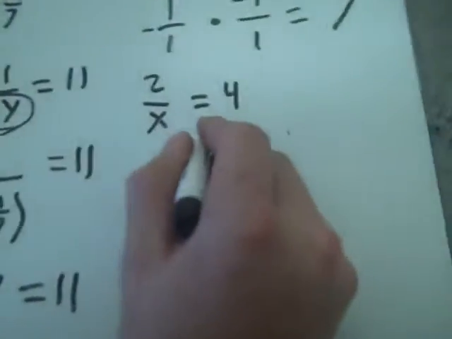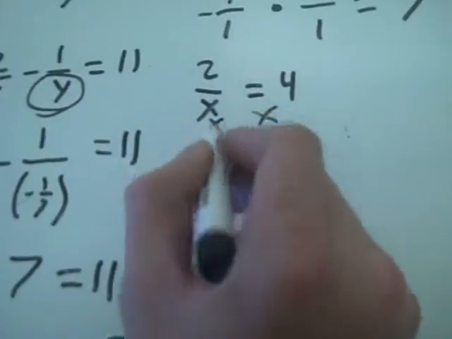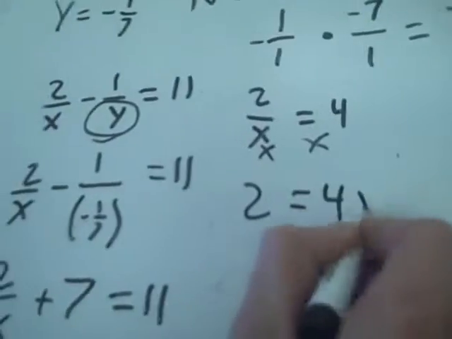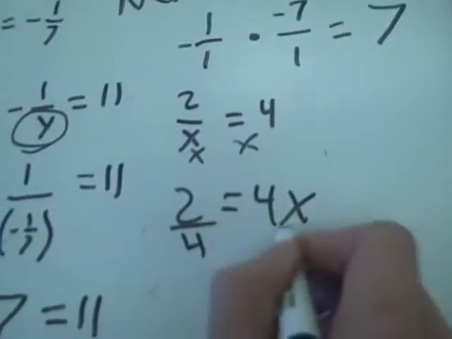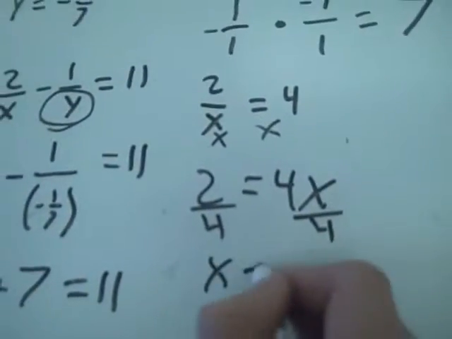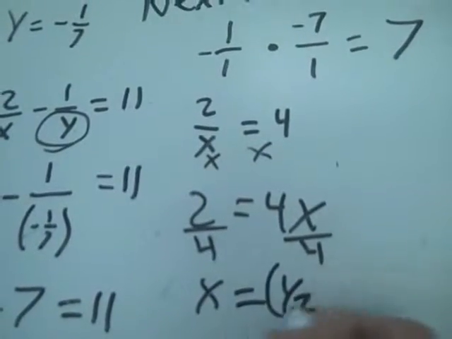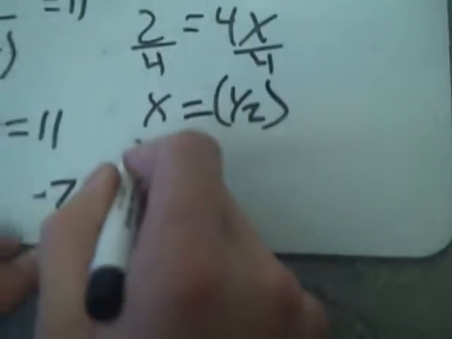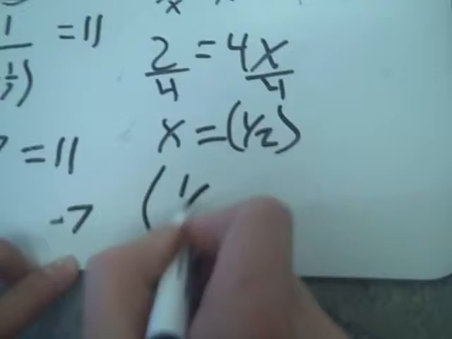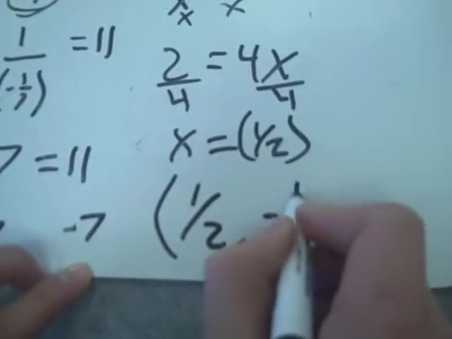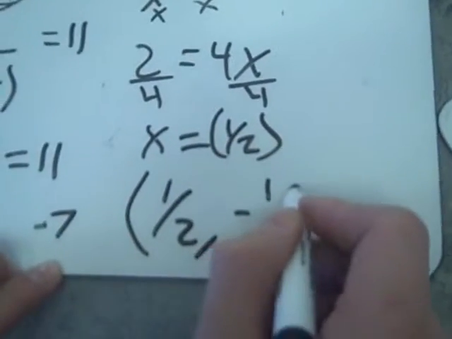And then I'm going to multiply by x, and get 2 equals 4x. And then divide by 4 and divide by 4 and get x equals 1/2. So the answer to this system of equations is 1/2, negative 1/7.